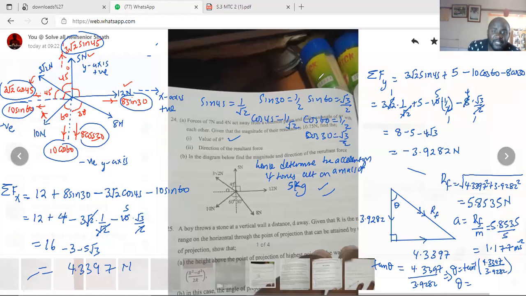Shift tan inverse. What do you get? Give me that answer. Shift tan inverse of 4.3397 divided by 3.9282.